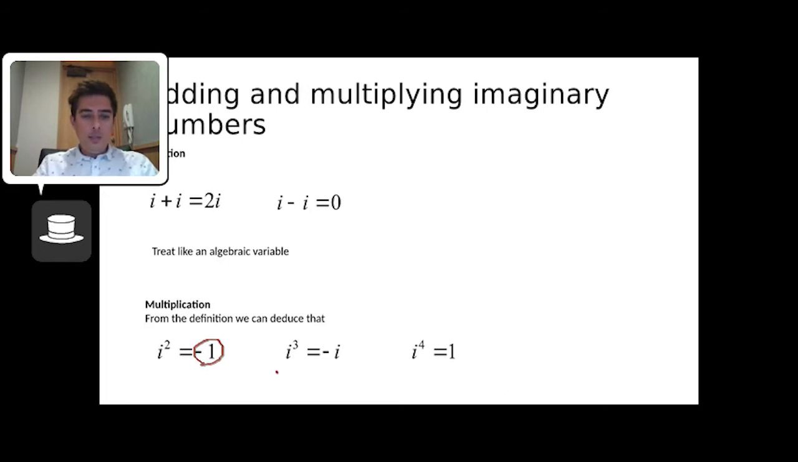Then i cubed is obviously i squared multiplied by i, right? So we already know what i squared is. That's minus 1. This part of it is minus 1, and this part is i, so this has to be equal to minus i. Similar kind of logic, i to the power of 4 is equal to i squared times i squared. So that is equal to minus 1 times minus 1, and so that has to be equal to 1. So that's how you add and multiply imaginary numbers.